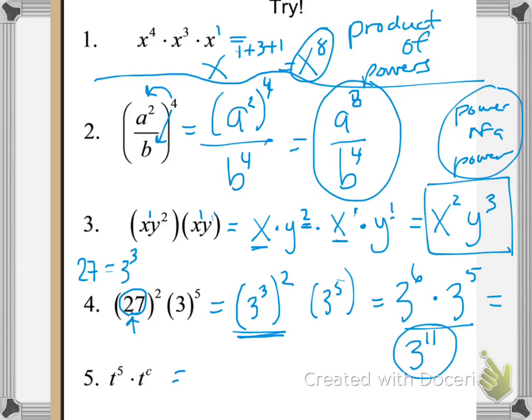Okay, and the last one's fairly easy compared to the other ones, I suppose. So these have the same base of t. Now, even though we can't add the 5 and the c together because they're unlike terms, we can still say that this is t raised to the 5 plus c power. And that's as far as we go because we can't add the 5 and the c together.